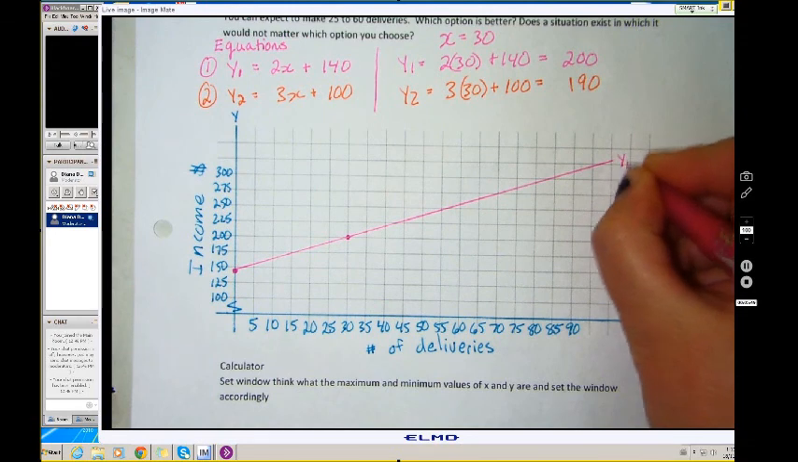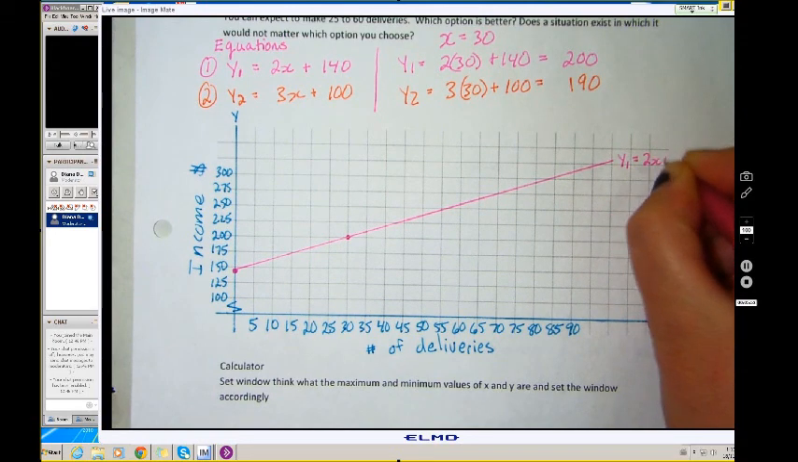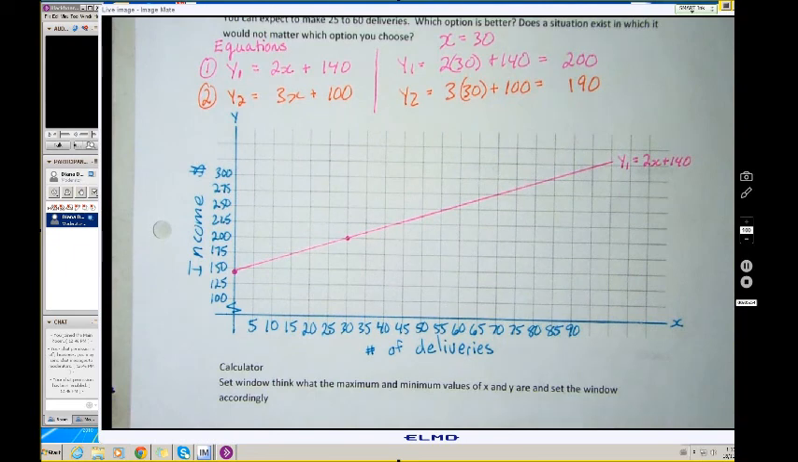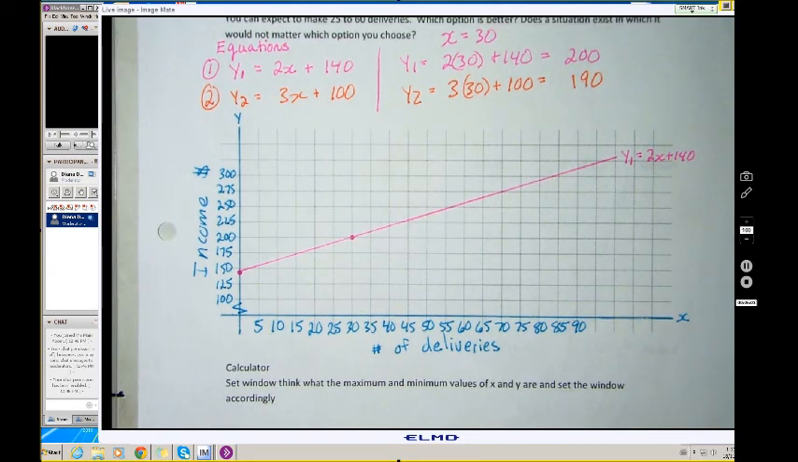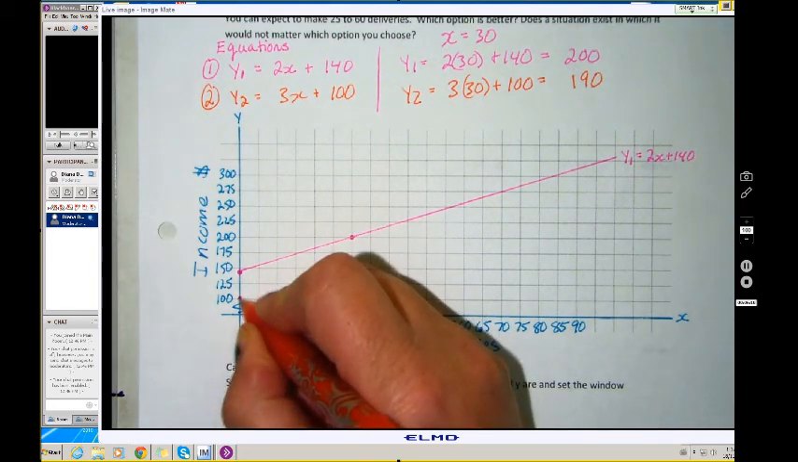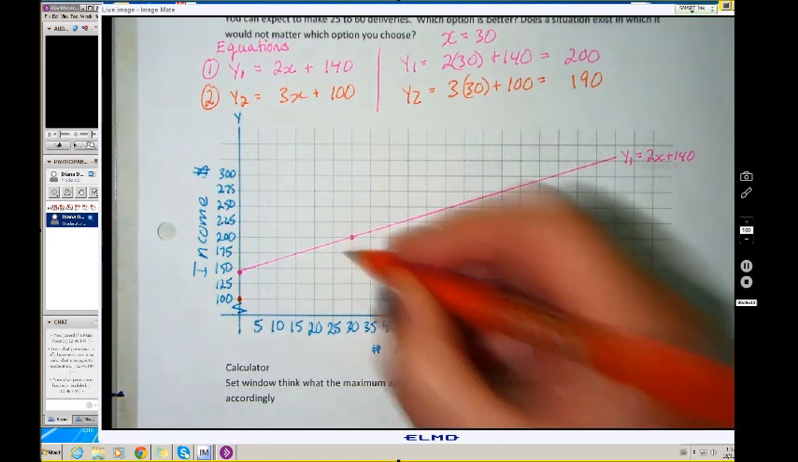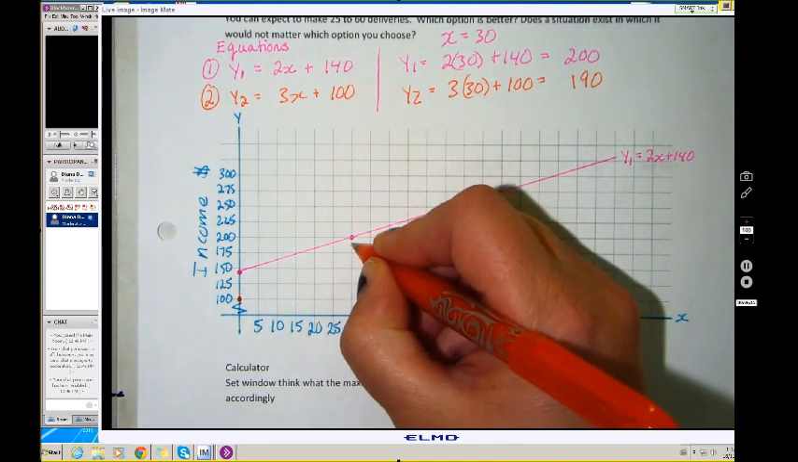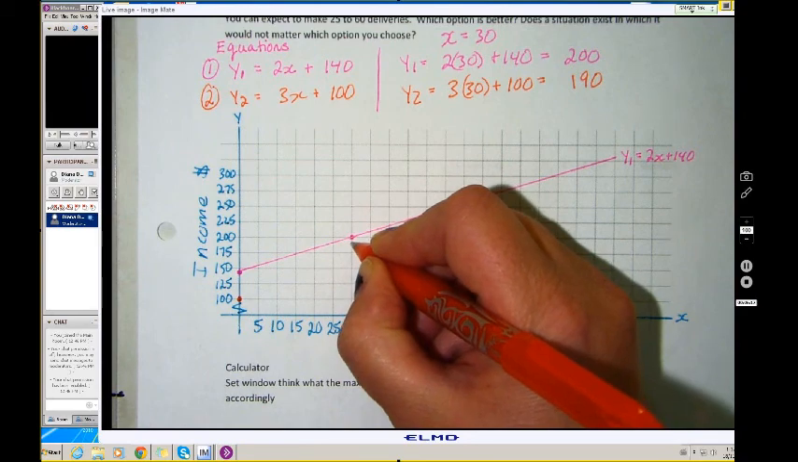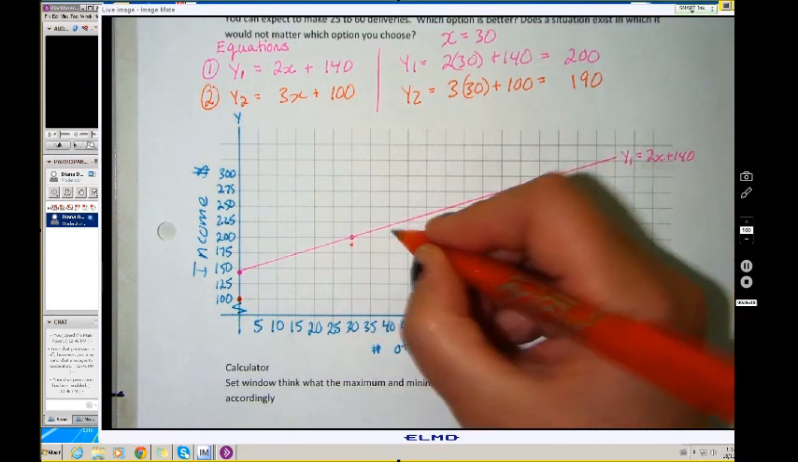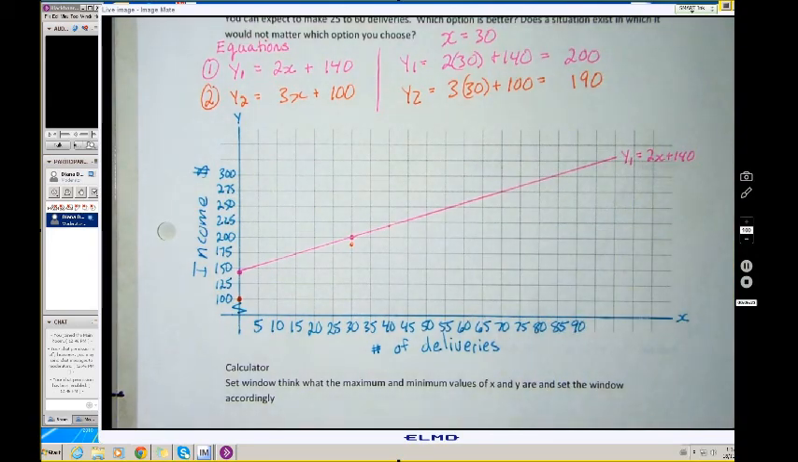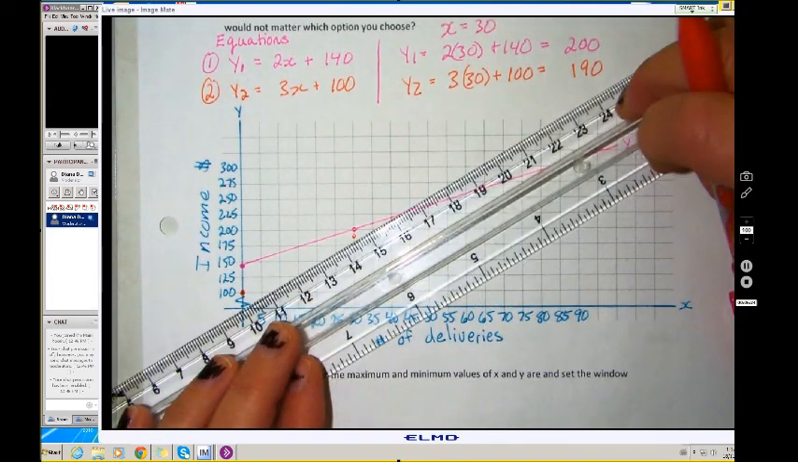I'm going to label it y1 equals 2x plus 140. And I know which one that is. Now I can plot the y2. So I'd start at 100. There's 100. And then I have 3190, which is just below here. And then I'm going to draw that line.